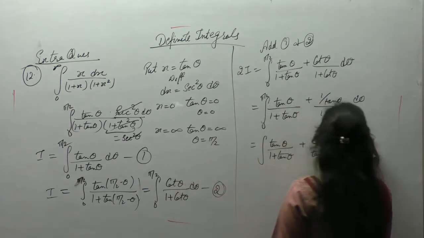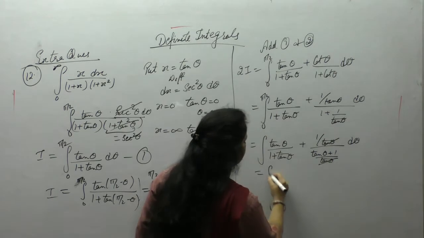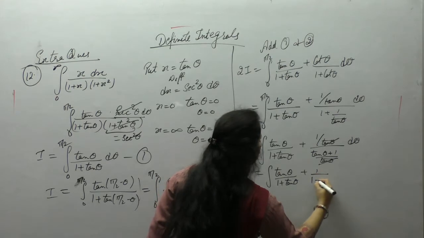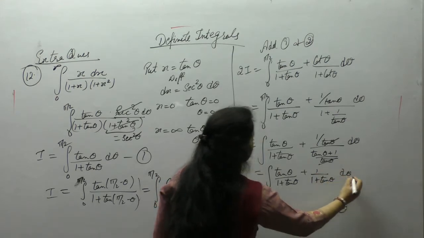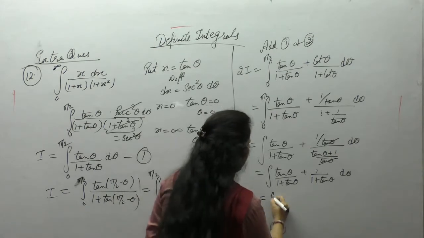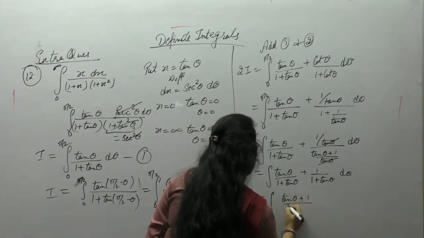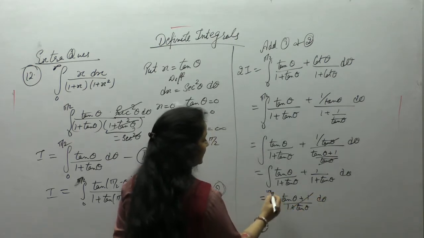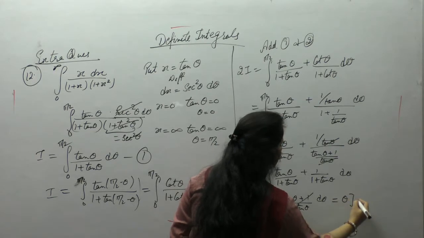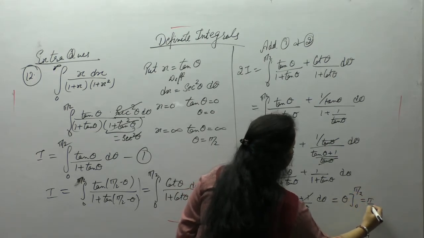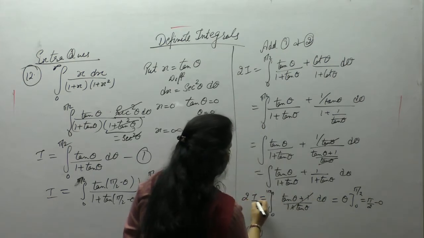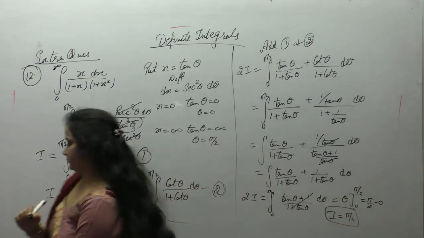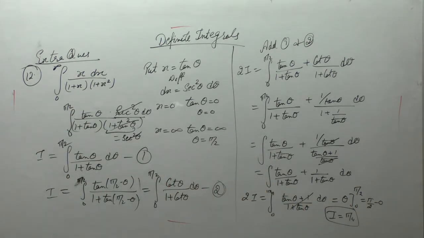Tan theta cancel हो जाएगा. Tan theta upon 1 plus tan theta plus 1 upon 1 plus tan theta. Now take the LCM. Denominator is same. So tan theta plus 1 upon 1 plus tan theta d theta, limit is 0 to pi by 2. Integral of 1 is theta, 0 to pi by 2, upper limit minus lower limit. So I is pi by 4. So we get the answer I as pi by 4.